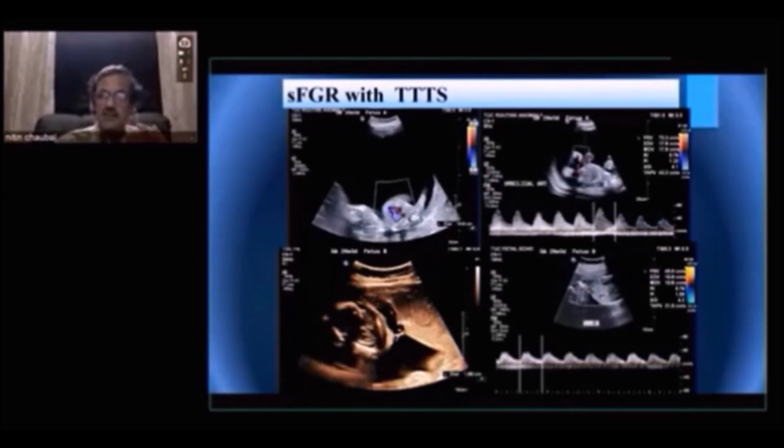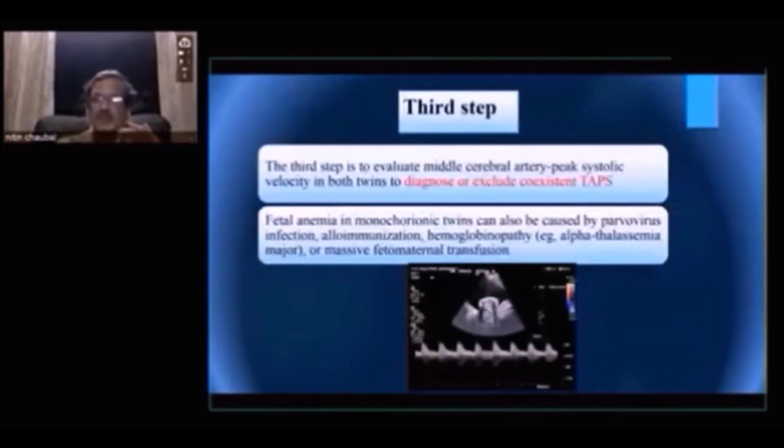This is very, very important. The third thing which we now need to also do is diagnose or exclude a coexistent TAPS. For that, of course, we are going to look at the middle cerebral artery Doppler, and we also know that fetal anemia in a monochorionic twin can also come up because of other causes. So we need to keep a watch on that.